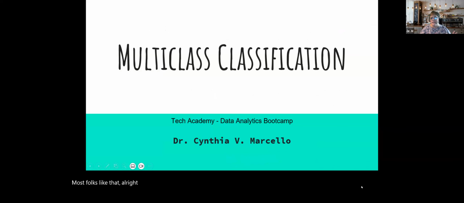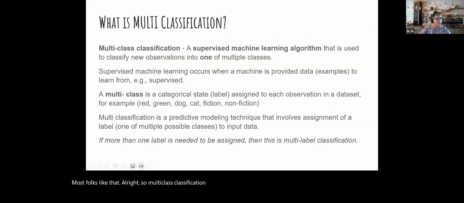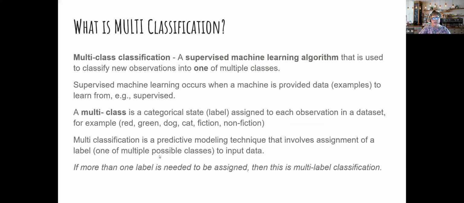So multi-class classification. How cool is that, right? Multi-class classification is also a supervised machine learning algorithm that is used to classify new observations into one of multiple classes. So it's very similar to binary classification, right? It's very similar because it involves classification of some type. In this example, though, we have more than two flavors.